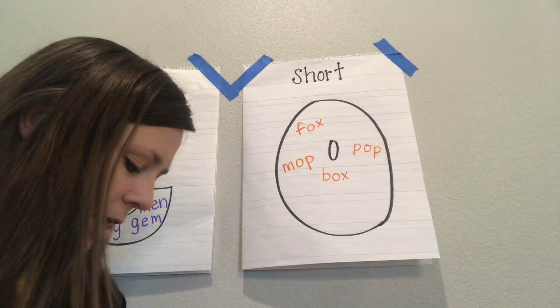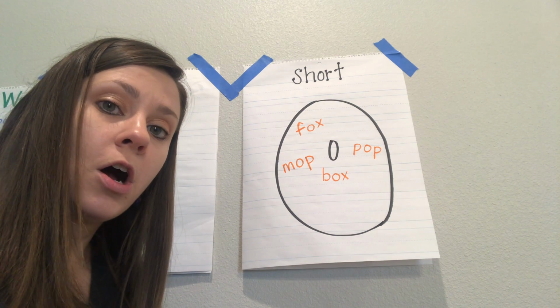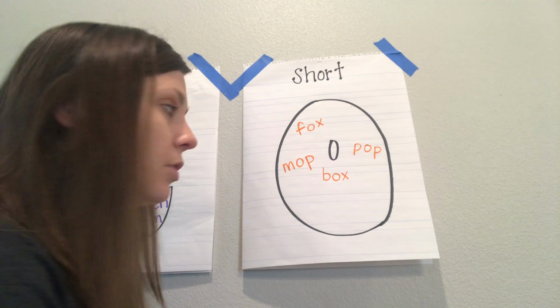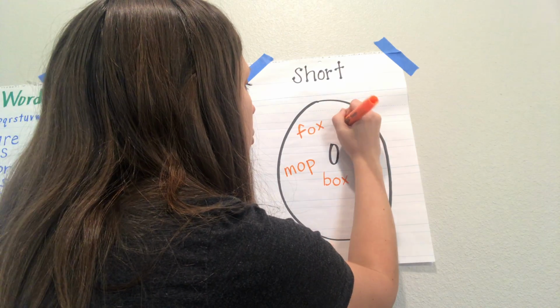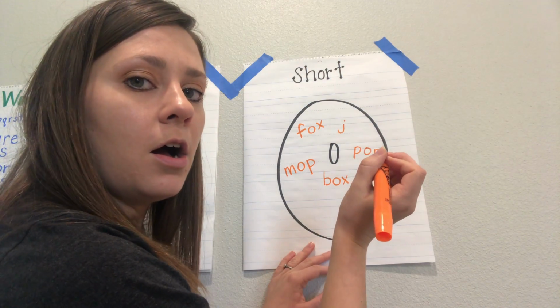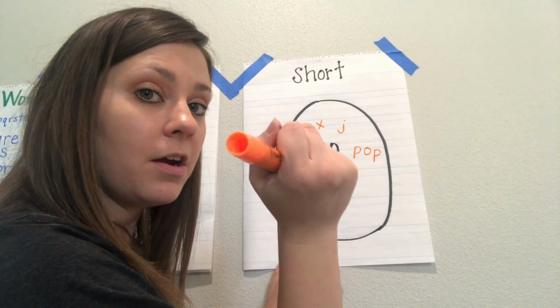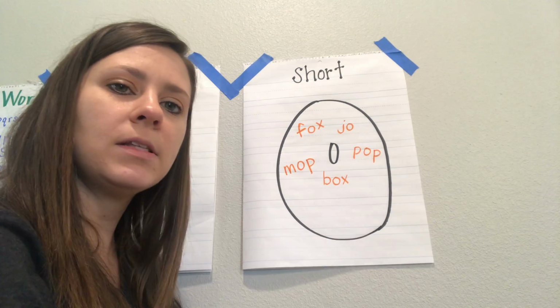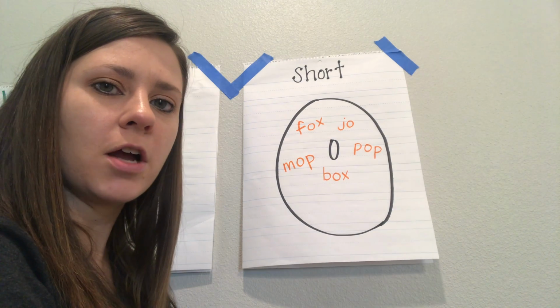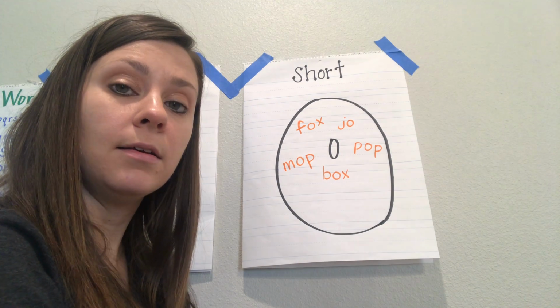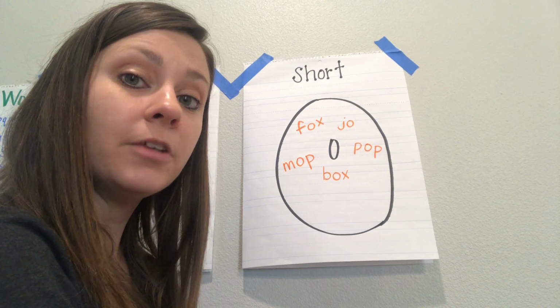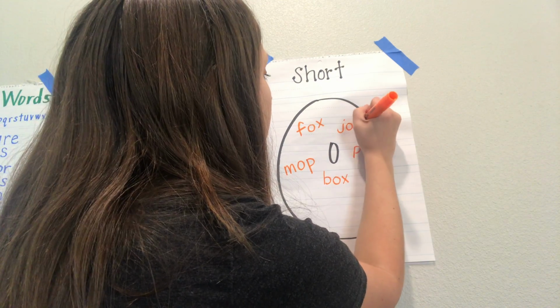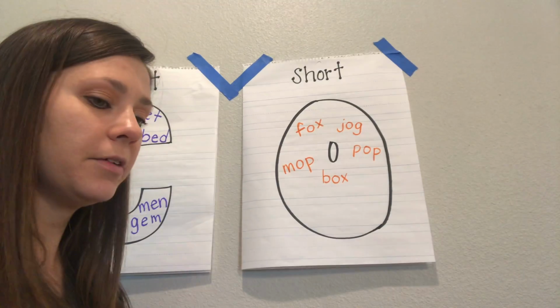All right, what about jog? Jog. J, j, j. What's the vowel there? O. J, og. What's the final sound in jog? The g, g, g, which is what letter? G. Jog.